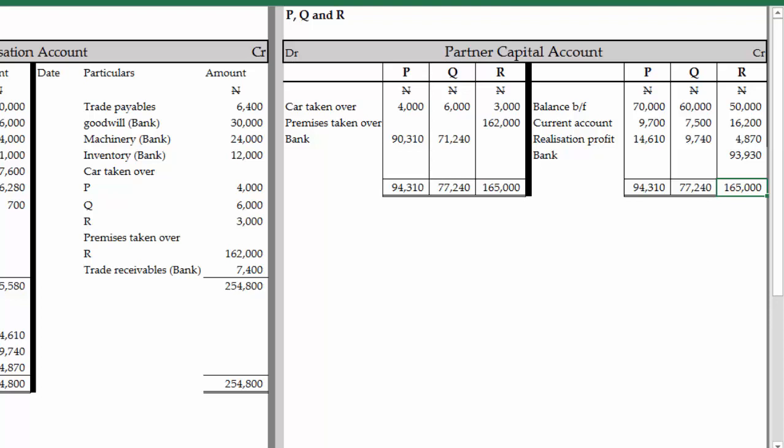So we have prepared the partners' capital account and we have settled all the partners, and some partners will have to pay us, like R. This is how you prepare the partners' capital account on dissolution.